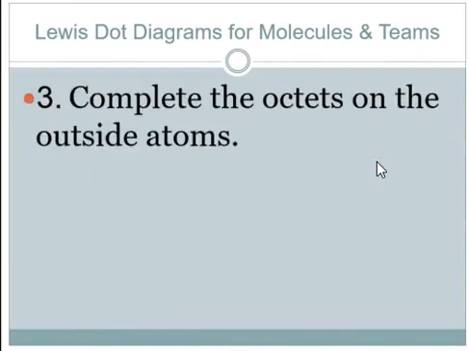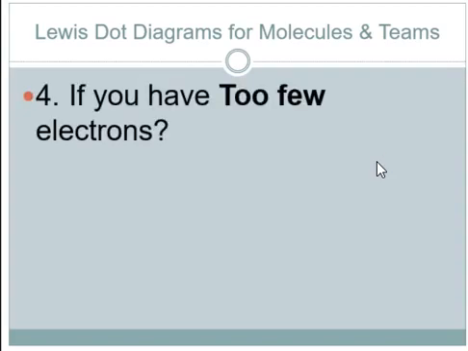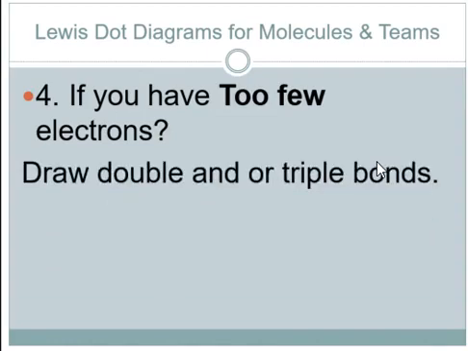The third rule, complete the octets on the outside atoms. An octet means 8. So every element needs to have 8 electrons, except there are some exception columns, but for the majority of the elements, the octet rule is what we apply. So we distribute our electrons, giving everybody 8 electrons. If you have too few electrons, like everybody doesn't have 8, unless they're an exception to the rule, which we'll go over after we go over the rules, then you're going to create a double bond or possibly even a triple bond in order for everybody to get their 8 electrons. Double and triple bonds are where electrons are sharing.